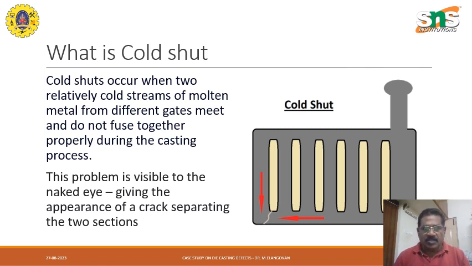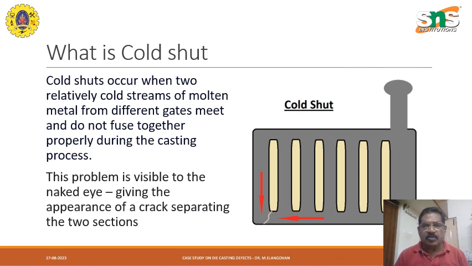The cold shut occurs when two relatively cold streams of molten metal from different gates meet and do not fuse together. That means one flow of material comes out here, and another flow of material comes here. They both meet here. The front of the material is already cold because it was facing cold air, and when both metal flows join here, they develop a kind of welding point or a crack, and this is the weakest point, which is not desirable.